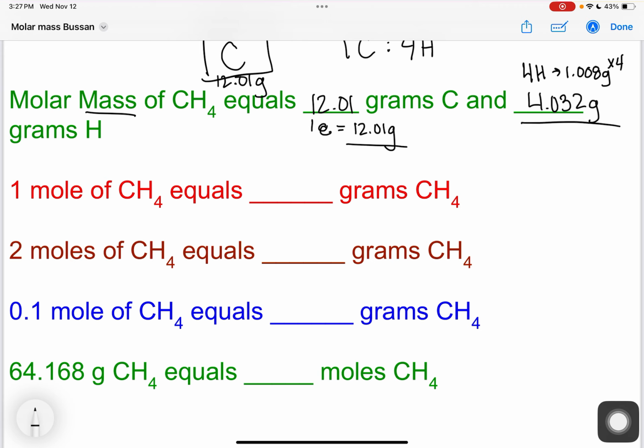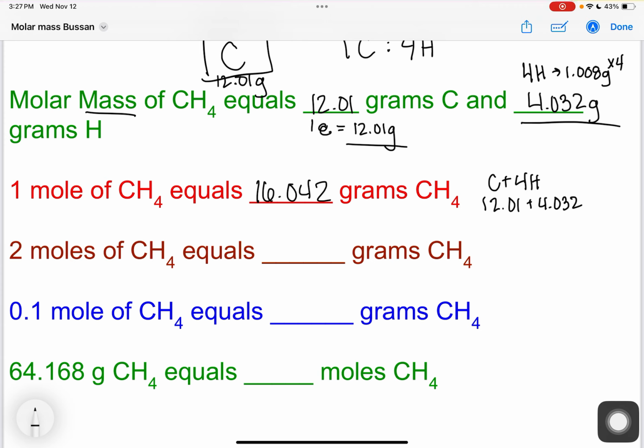Now, then in total, if I'm taking my pieces, I know that this is the mass of my carbon and this is the mass of my hydrogen. To figure out the mass of the whole thing, I'm going to take my carbon plus my 4 hydrogens, which would be the same as saying 12.01 plus 4.032. And voila, I get 16.042 grams.